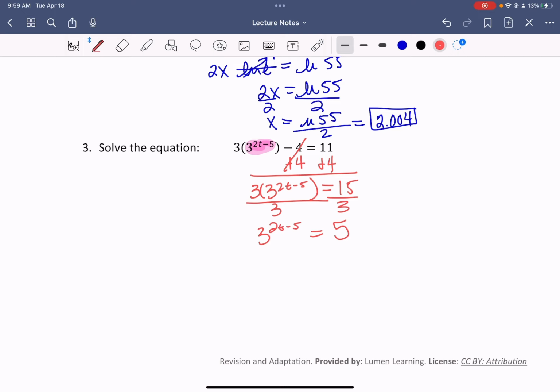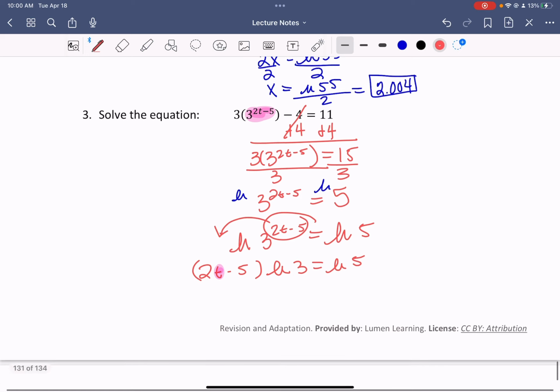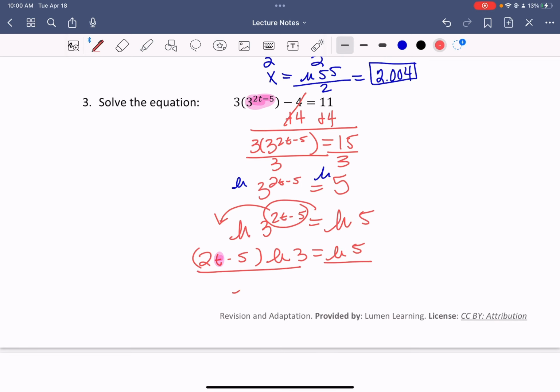And I'm back to example 1. I can either do an inverse property or ln both sides. I'm kind of a go-to on ln, so I'm going to ln both sides. That's going to give me ln of 3 to the 2t minus 5 equal to ln 5. And then I'm going to move that exponent out front. So I get 2t minus 5, ln 3 equal to ln 5. My goal with this is to get this t right here by itself, and so I would divide both sides by ln 3. That gives me 2t minus 5 equal to ln 5 over ln 3.